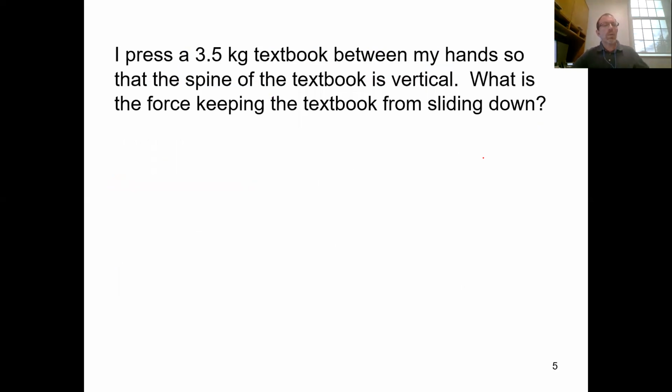It says I press a 3.5 kilogram textbook between my hands so that the spine of the textbook is vertical. Okay, so here's a demonstration of that. Something like this. It says, what is the force keeping the textbook from sliding down? Duh. We just talked about it, right? It's static friction. Specifically static friction. Why static? Because the textbook is not sliding. Now it is. Now it's kinetic friction. Oh, sorry. Then it was kinetic friction. Right now, when it's not sliding, it's static friction.